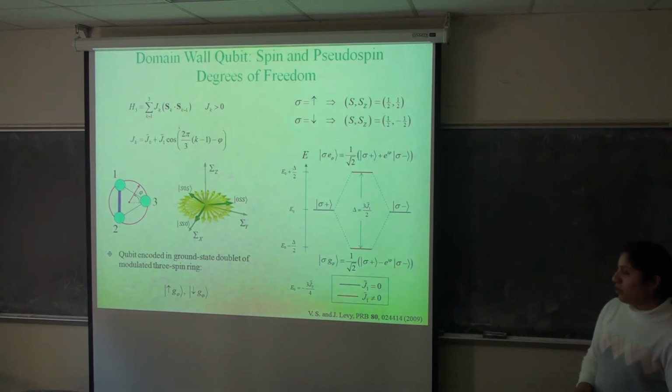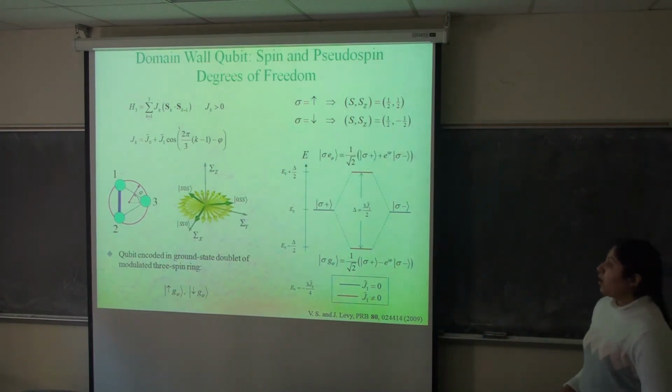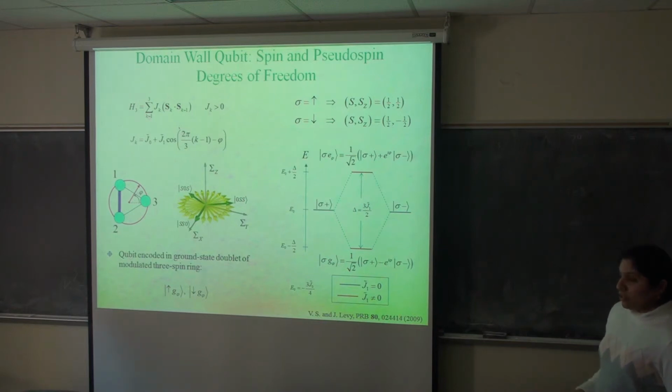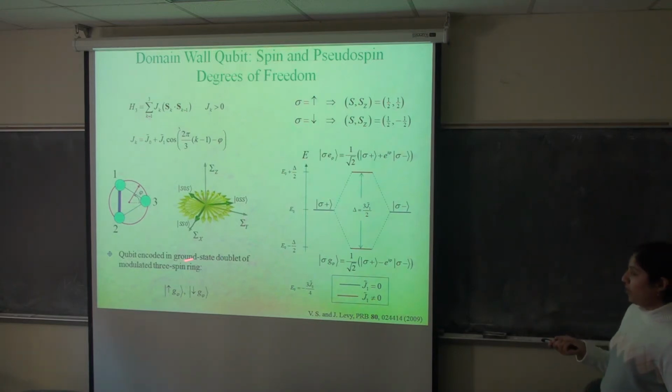Okay, so the properties of flying spin qubits that we've looked at so far were obtained numerically, but we can also describe flying spin qubits analytically using an exactly solvable model for a domain wall in an antiferromagnetic 3-spin ring, or spin triangle, with an exchange profile of this form where J0 represents uniform exchange that's modulated with an amplitude J1 and a phase phi corresponding to the domain wall position.